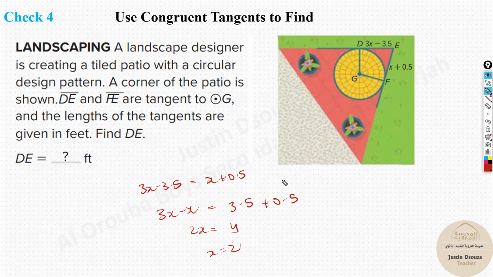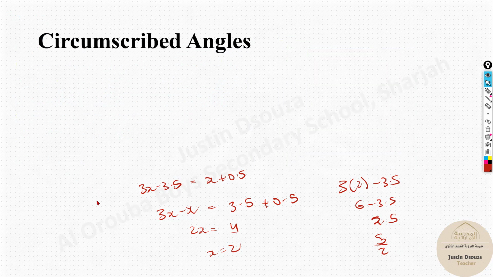But that is not the solution which we want. We need to find DE. So 3 times x, which is 2, minus 3.5. We know it is 6 minus 3.5, or 2.5. I'll write it as 5 by 2. Even if you substitute over here, that's going to be the same thing. X is 2, and 2 plus 0.5 is 2.5, or 5 by 2. So the value of DE is 2.5 or 5 divided by 2 feet, because it's mentioned as feet.